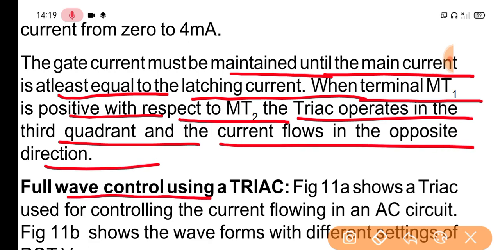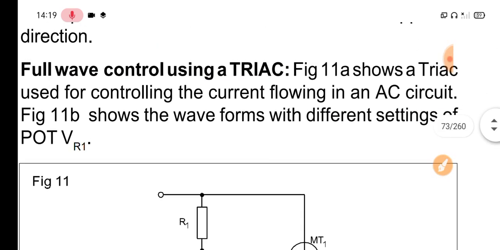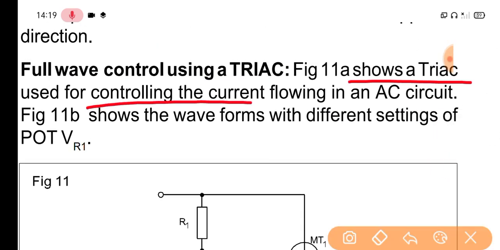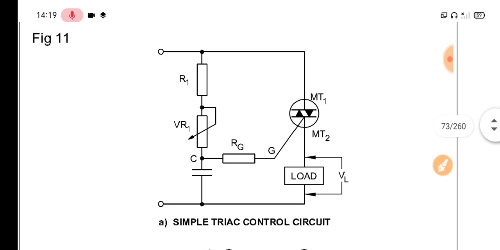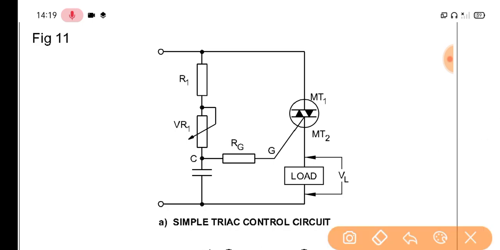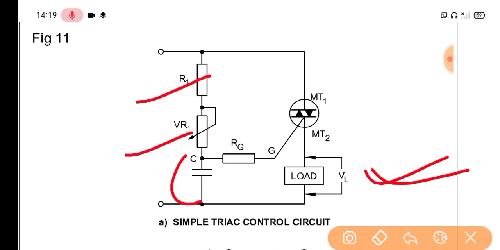Full wave control using a triac. Picture 11 shows a triac used for controlling the current flowing in an AC circuit. Picture 11b shows the waveform with different settings of the potentiometer. This is the simplest triac control circuit. Load voltage, load, variable resistance, voltage, capacitor, gate resistance, MT1 and MT2.